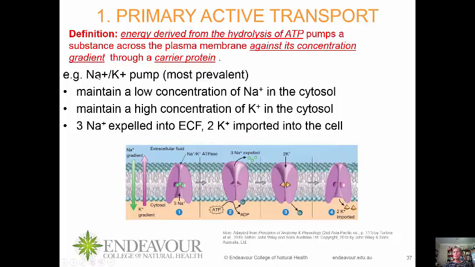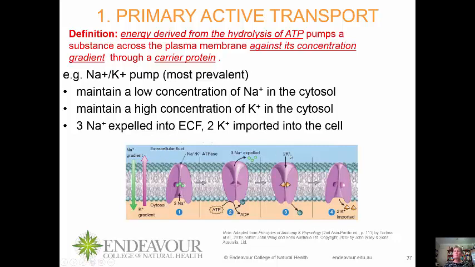The most prevalent is called the sodium-potassium pump. What it does is maintain a low concentration of sodium in the cytosol, because if you remember, where was the greatest concentration of sodium? It was on the outside of the cell, and the lowest concentration was on the inside. Whereas potassium likes to have a higher concentration inside the cell in the cytosol and a lower concentration on the outside of the cell.